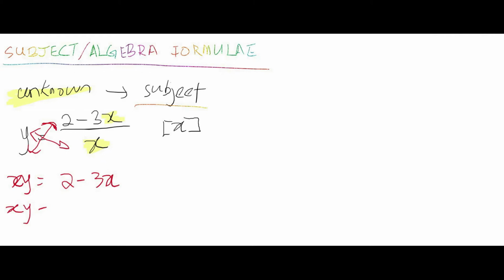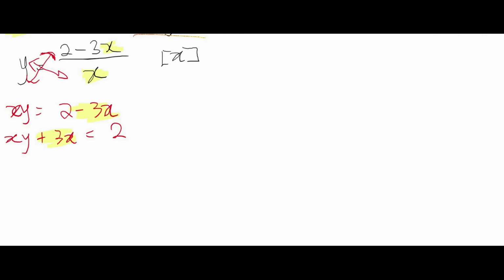Then you need to put all your x into one side. So we move the negative 3x over and group it together with the xy, so it becomes plus 3x. Then I'm going to factorize the x. If you have seen my last video on algebraic formula factorization, when you take out the x, you have y plus 3 in a bracket. Lastly, we want x as the subject, so I move the y plus 3 over, and you get 2 divided by y plus 3.